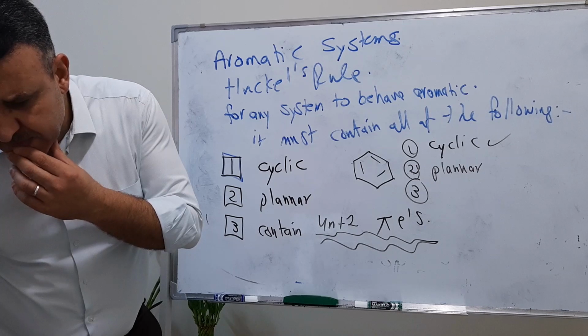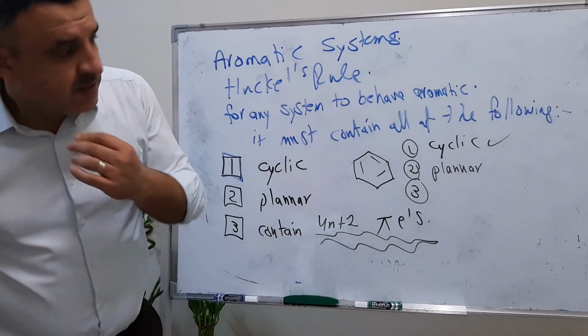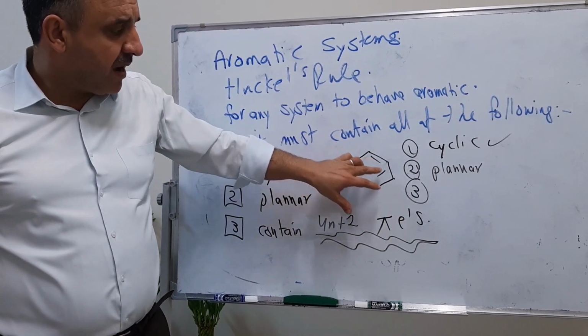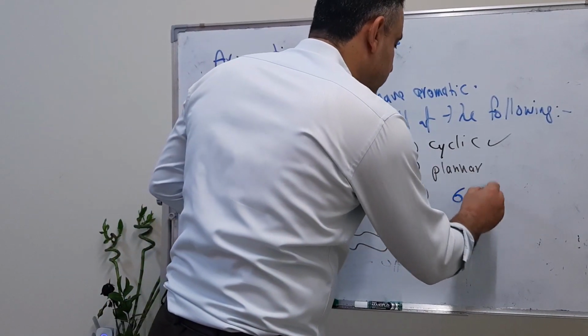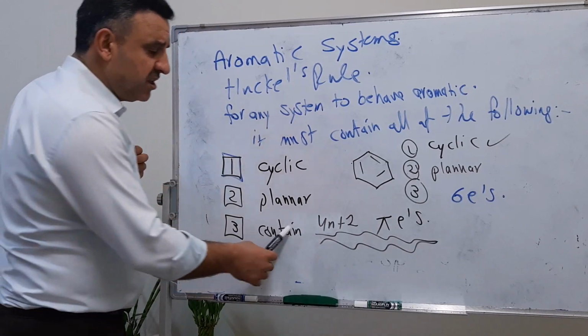How many? 3 or 6. There are 6 electrons. 2, 4, 6. Each pi bond here contains 2. So there are 6 electrons. Are the 6 electrons inconsistent with this rule?